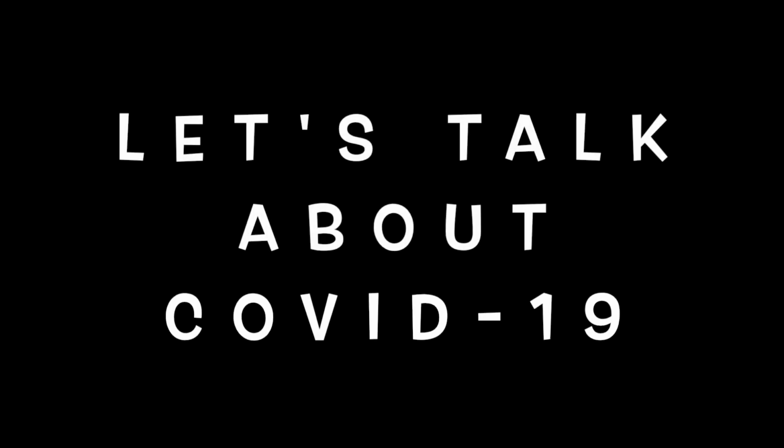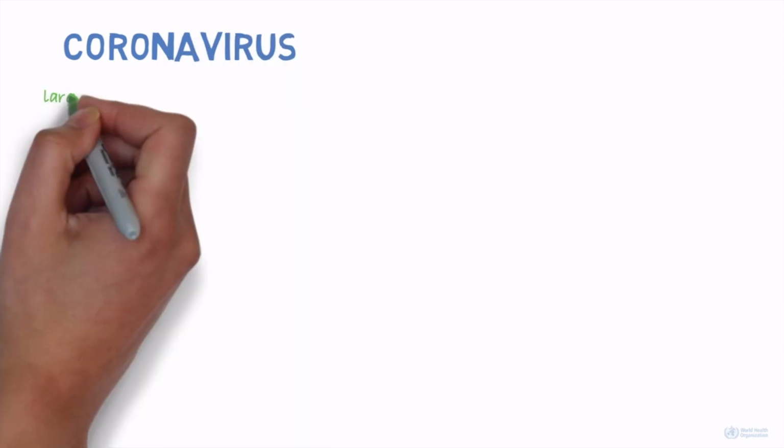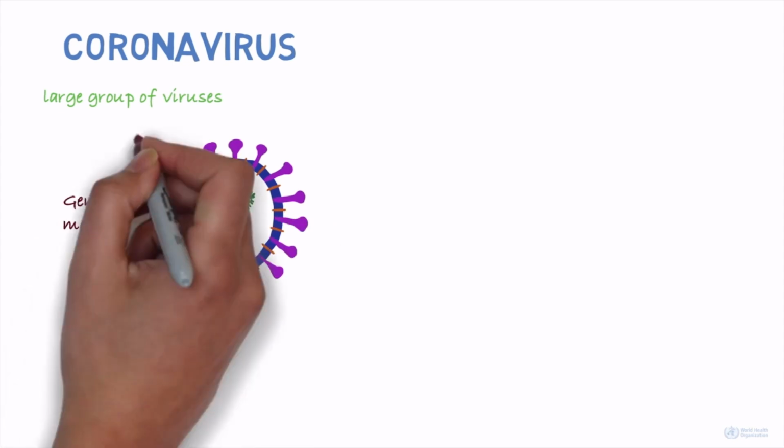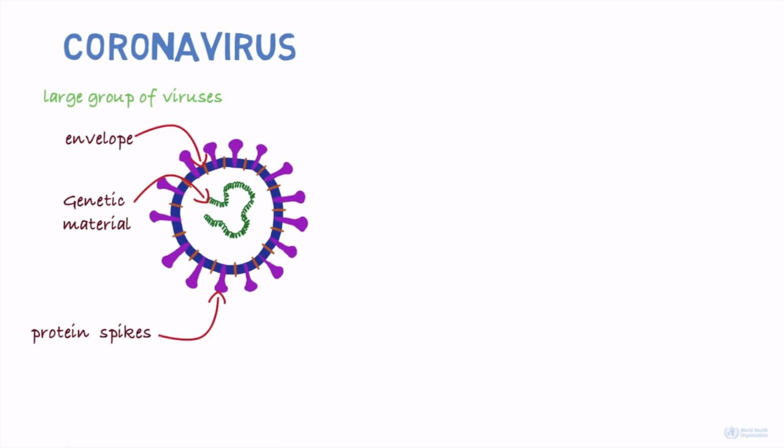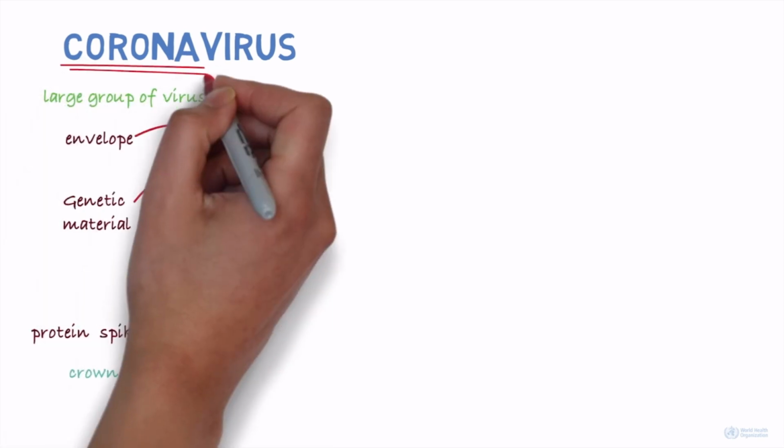Let's talk about COVID-19. What is a coronavirus? Coronaviruses are a large group of viruses. They consist of a core of genetic material surrounded by a lipid envelope with protein spikes. This gives it the appearance of a crown. Crown in Latin is called corona, and that's how these viruses get their name.